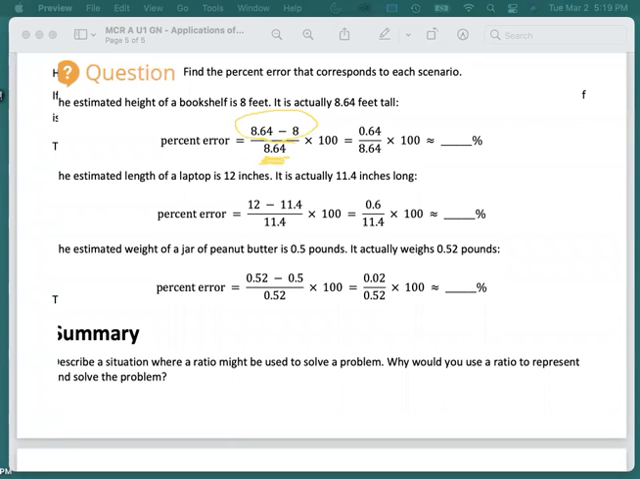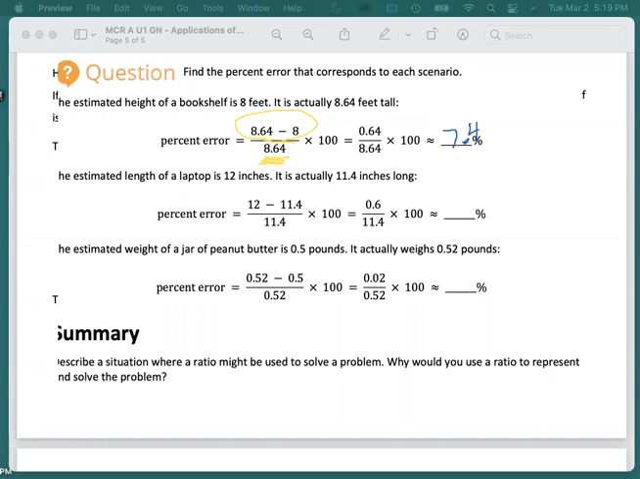So if I do 0.64 divided by 8.64, I get 0.074, and then it repeats. And then to make it into a percent, I multiply it by 100. So my percent error is 7.4, rounding it up.